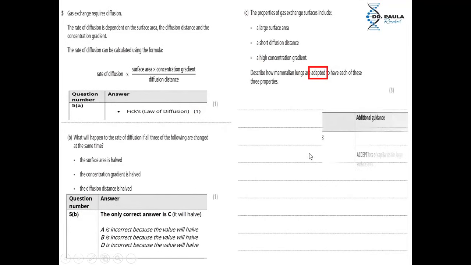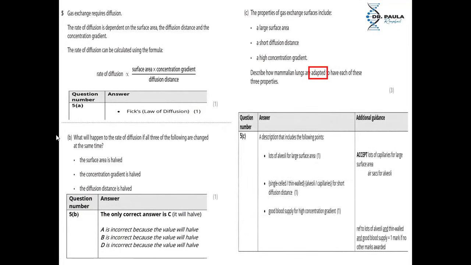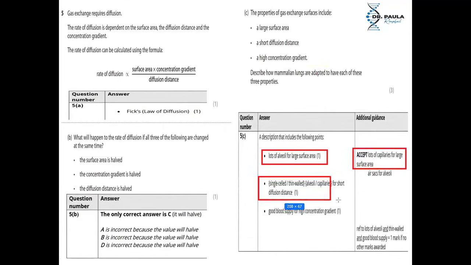So let's see together the mark scheme here, what they are expecting from you. Lots of alveoli for large surface area. Lots of capillaries for large surface area as well. Thin-walled alveoli or capillaries for short diffusion distance. And a good blood supply for high concentration gradient. Perfect. Coming to our last question in today's session.